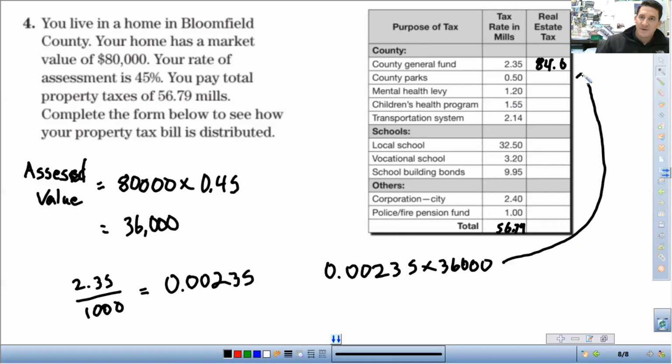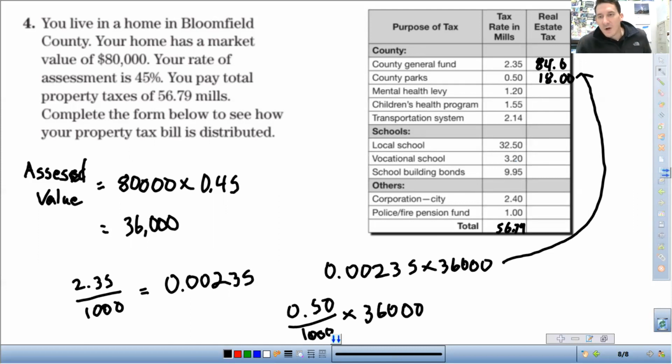So that's where we're getting this from. You do the same thing. Make sure you're working with mills, so divide that by 1,000 and then multiply by the assessed value. That comes out to 18. You have to do that for each of these to see how much money is going where. And that'll do it for this.